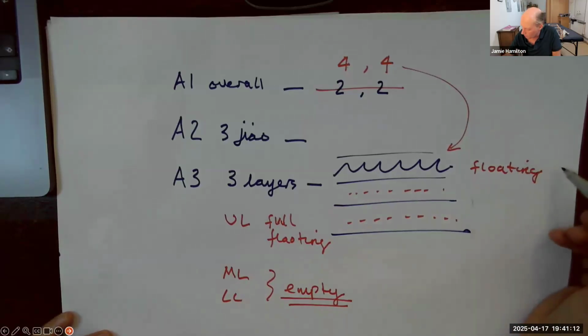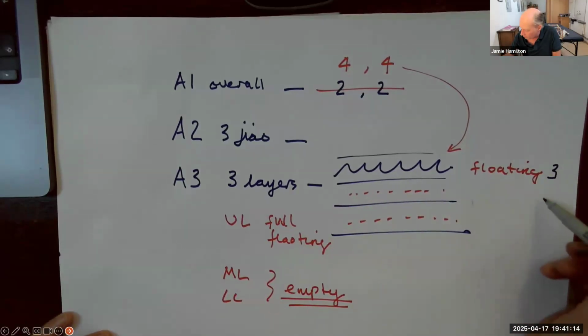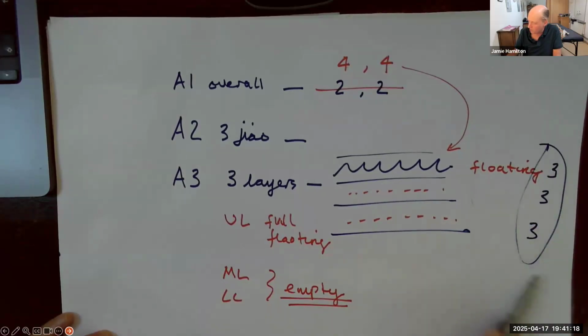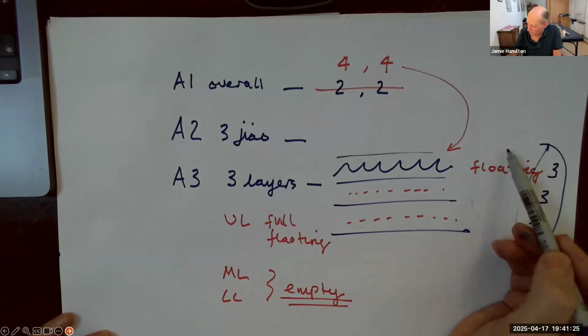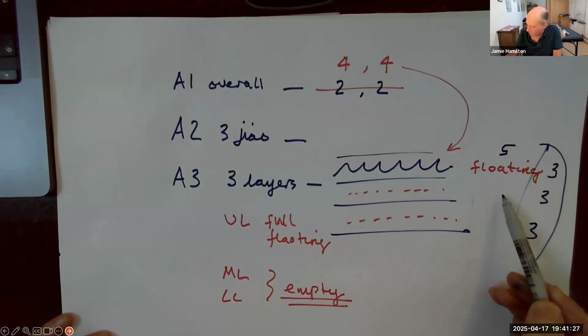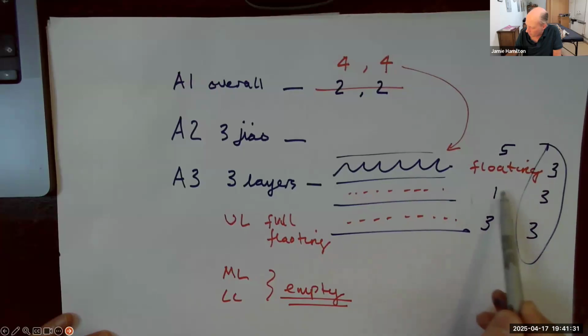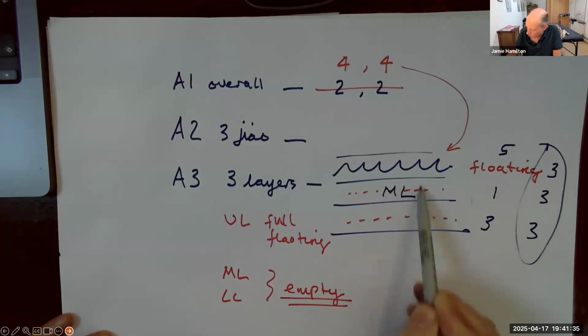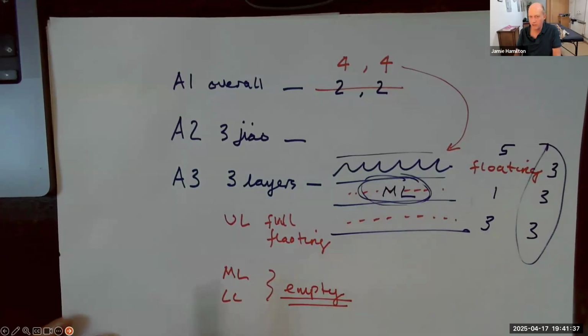If it was 3 out of 3, 3 out of 3, 3 out of 3, then that would be super even. I should have said, that's ideal. If it was, let's say, 5 at the top, 1 in the middle, and 3 at the bottom, then that would mean the middle layer has a real bad deficiency.